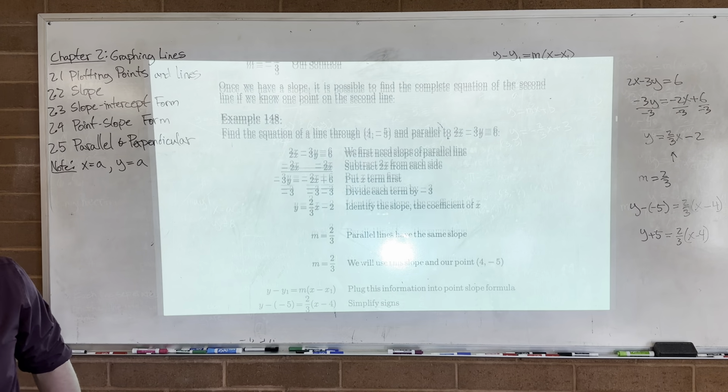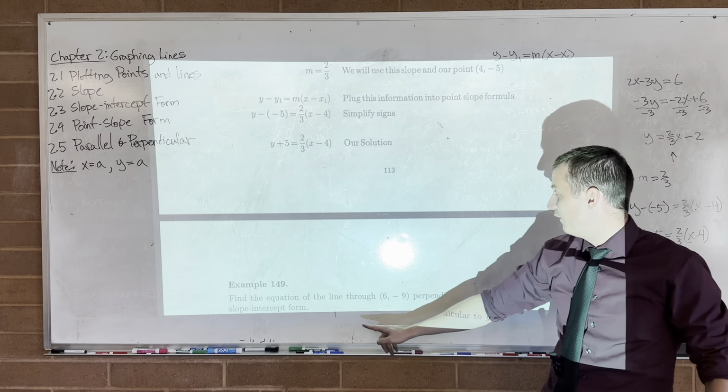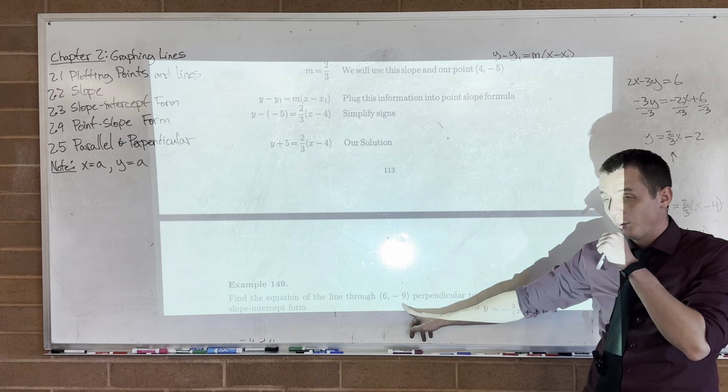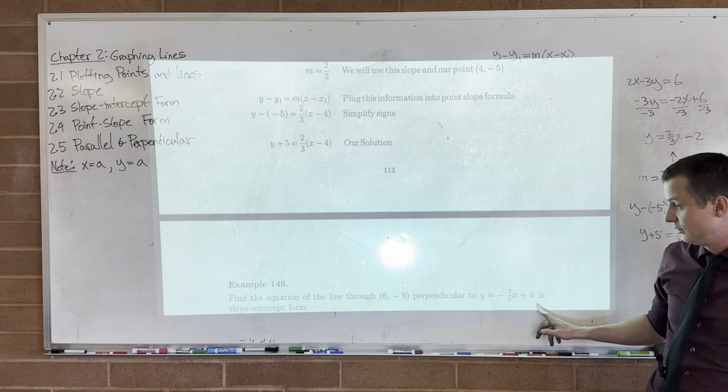Okay, now let's do one more, except this time perpendicular. But we already have our slope. So it says, find the equation of a line through this point, perpendicular to this line, and write it in slope-intercept form. So we need to write this as y equals mx plus b. Okay, so that's everything it's telling us.